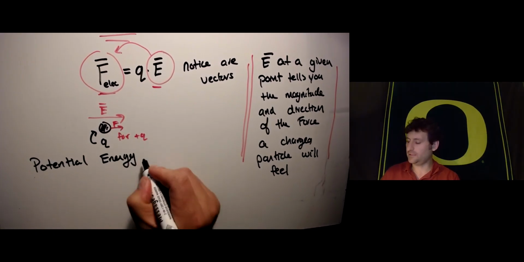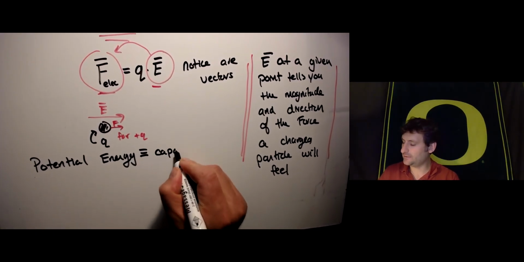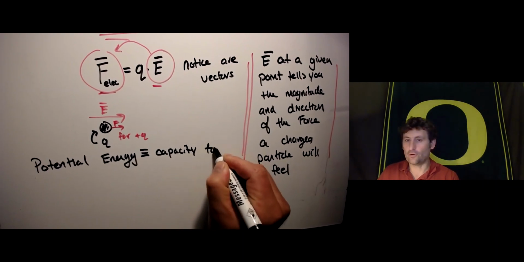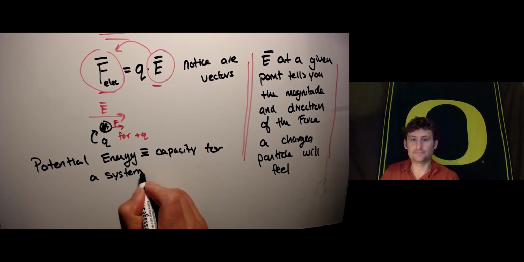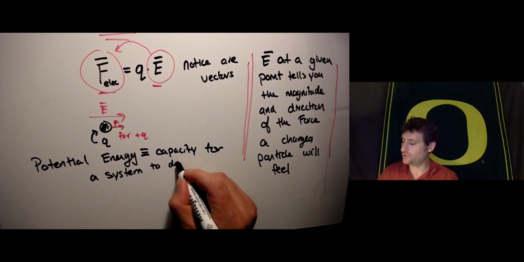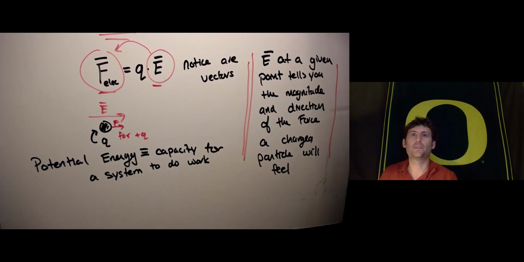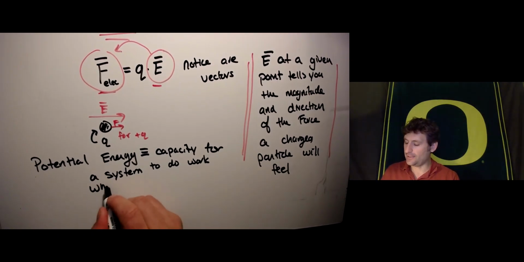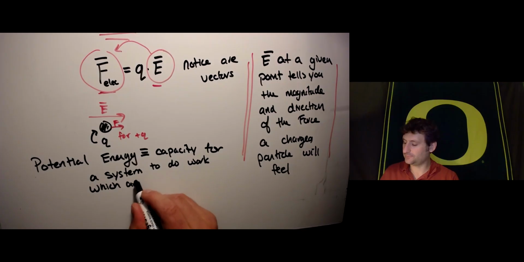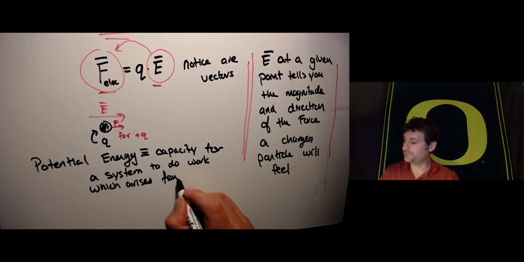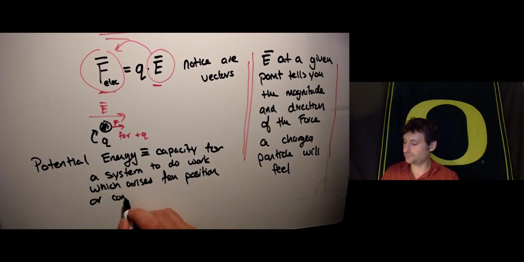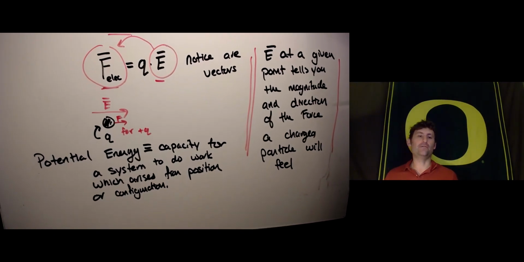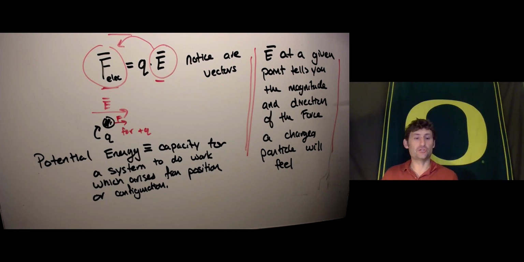Okay, a potential energy. We're going to call this the capacity for a system to do work, which arises from position or configuration. So for example, if I have hydrogen and oxygen mixed together, that system has chemical potential.